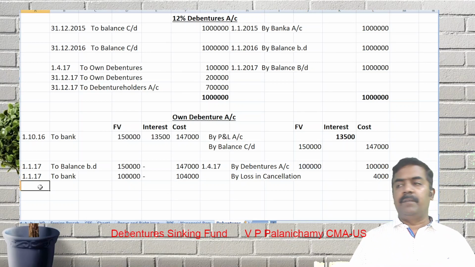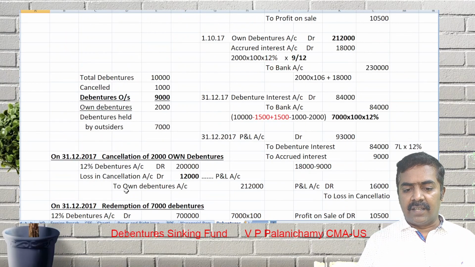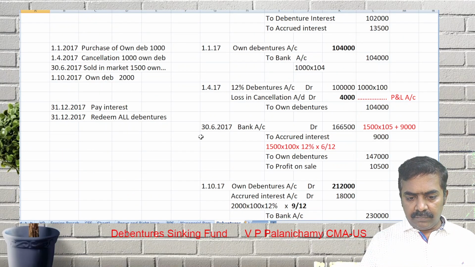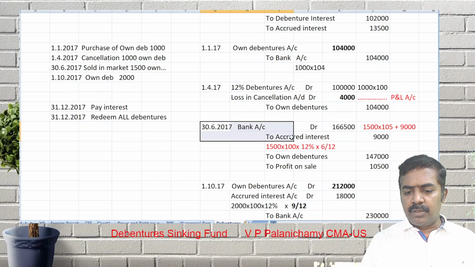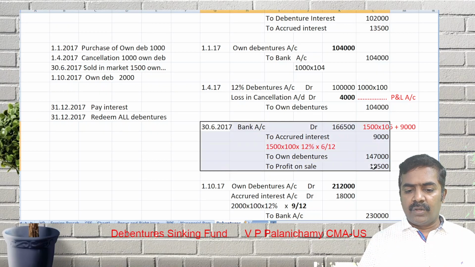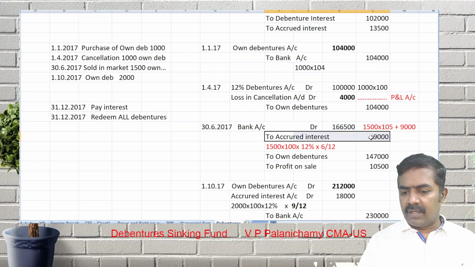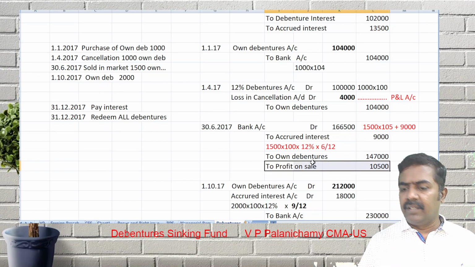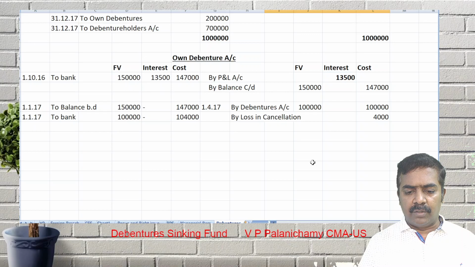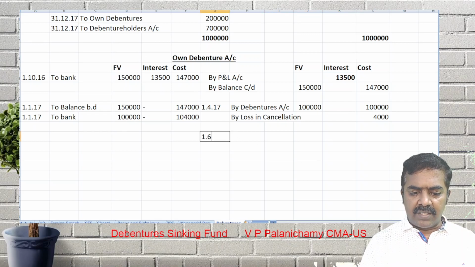Then again, when did we purchase or sell? Is there a purchase or sale? Yes. Before that, look at 30th June. So we sell our own debentures. How much is in the bank account debit? 1,66,500. How much is the accrued interest? 9,000. How much is the own debentures cost? 1,47,000. How much is the profit on sale? 10,500. How will this be recorded? On what date are we selling? 30/6/17, we are selling our own debentures.